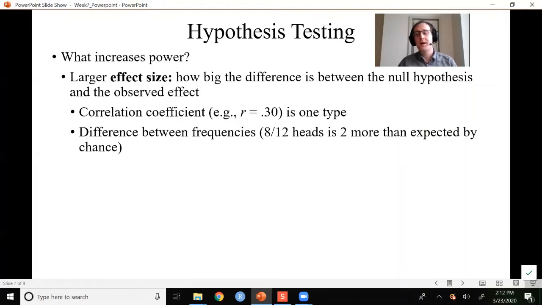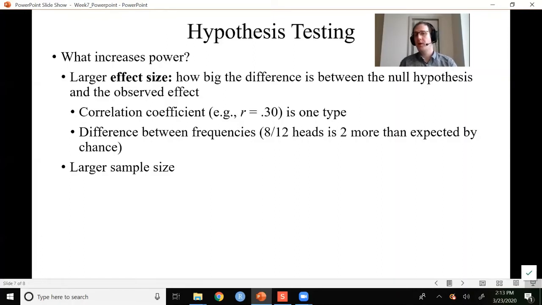So that's not just correlations, that might be differences between frequencies. So if you flip 12 coins, like in our lab example, you get 8 out of 12 heads, that would be 2 more heads than you would expect by chance. So the effect size there would be 2 greater than chance. If you got 10 out of 12 heads, that would be a difference of 4. And so the effect size for the 10 out of 12 condition will be larger than for the 8 out of 12 condition because it is further away from what you would expect by chance based on the null hypothesis.